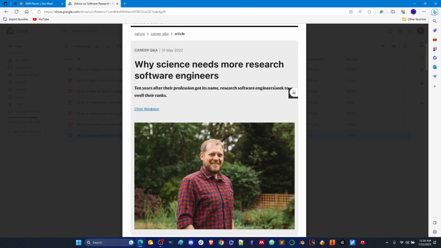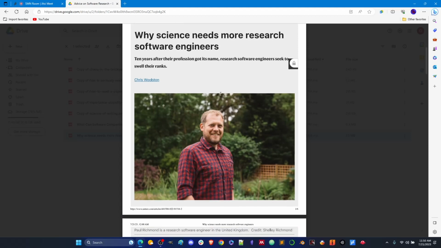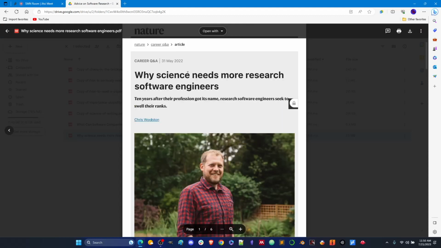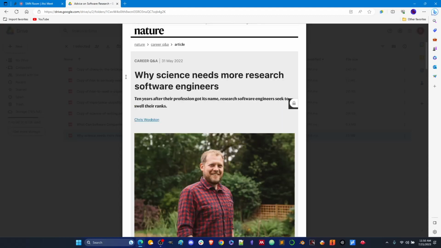Software engineering is its own area. You use a lot of project management approaches to get a sense of how to build software. There are all these methodologies out there. Research software engineering is a little bit different. Why science needs more research software engineers. Research software engineers are people who build software for research, engineering software specifically for research.